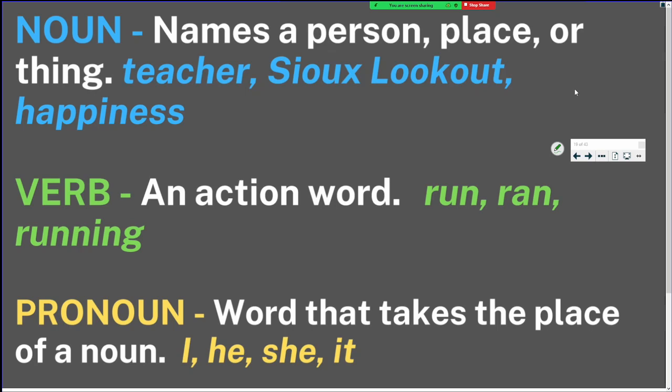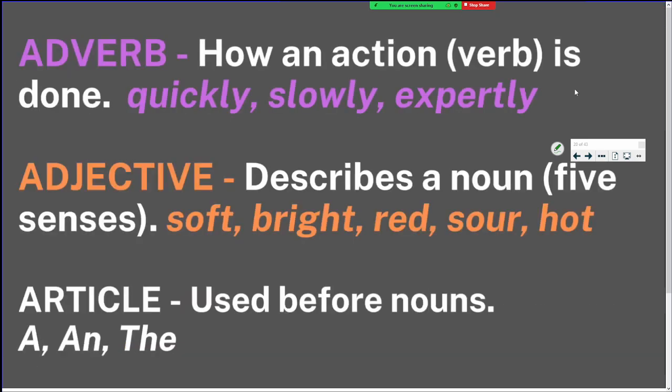So you say someone's name, and then in the next sentence, you use he or she or it or her or him to stand in place. So that's what a pronoun does. It takes the place of a noun. Then we have adverbs. These are how an action is done. They typically describe verbs. So they tell us how something was done. So she ran quickly. He skated slowly. He spoke expertly. So there's a verb like spoke, and the adverb tells us how the person spoke.